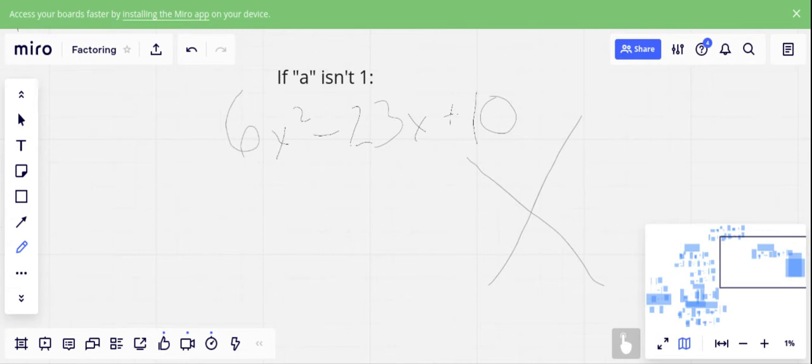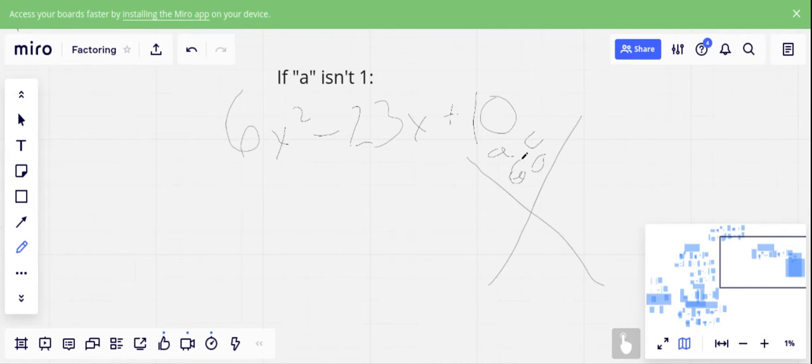Instead of just finding two numbers whose product is 10, we have to find two numbers whose product is 10 times 6. Or instead of just finding two numbers whose product is c, we have to find two numbers whose product is a times c. So put a times c into the top opening in the X. What is a times c in this case? a times c is just 60.